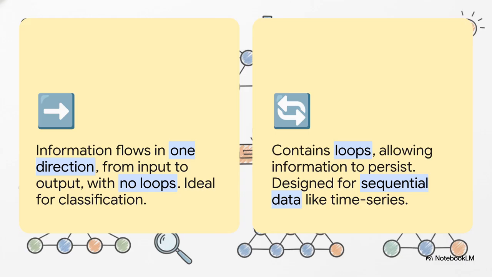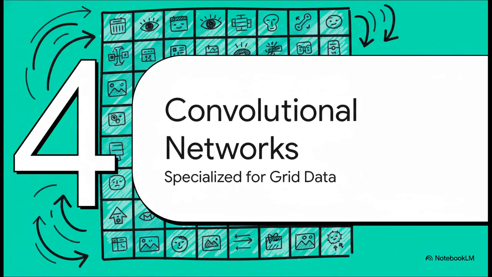But then, you have recurrent networks. These guys have a trick up their sleeve, a feedback loop. This loop lets information persist, kind of like a short-term memory. And that memory is an absolute game changer when you're dealing with sequential data, where what happened a second ago deeply impacts what's happening now. All right, next up is a real specialist in the field. The Convolutional Neural Network, or CNN. These are the networks you turn to when you're working with a very specific kind of data, grid-like data.